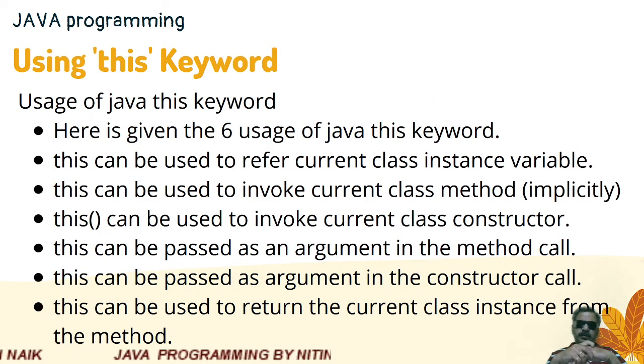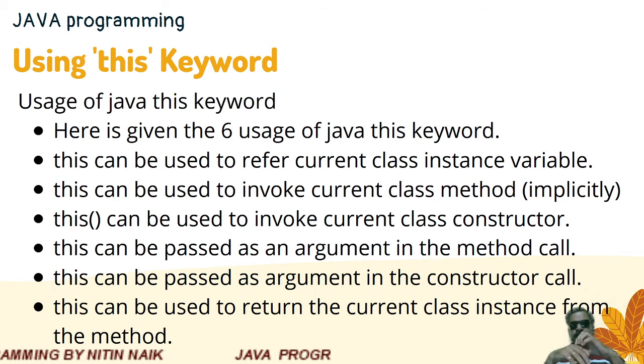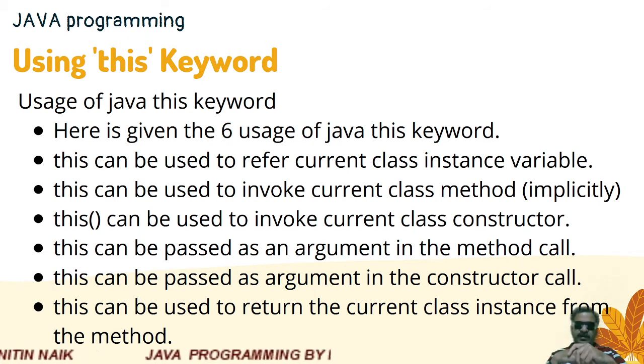Now what are the uses of this keyword? This can be used to refer to the current class's inherited instance variable, meaning it acts as an object. Next, this can be used to invoke a current class method. It is possible to execute a method of a class by using this pointer. This can be used to invoke the current class constructor also.